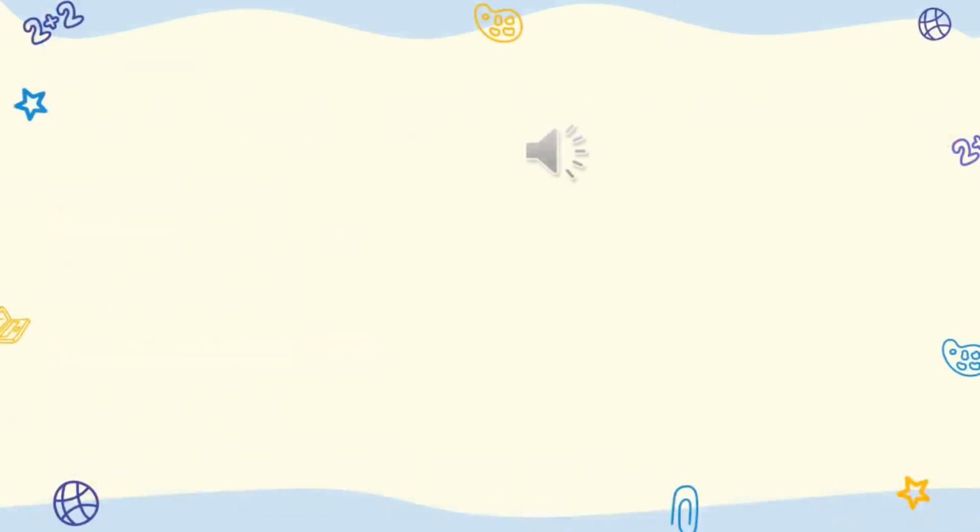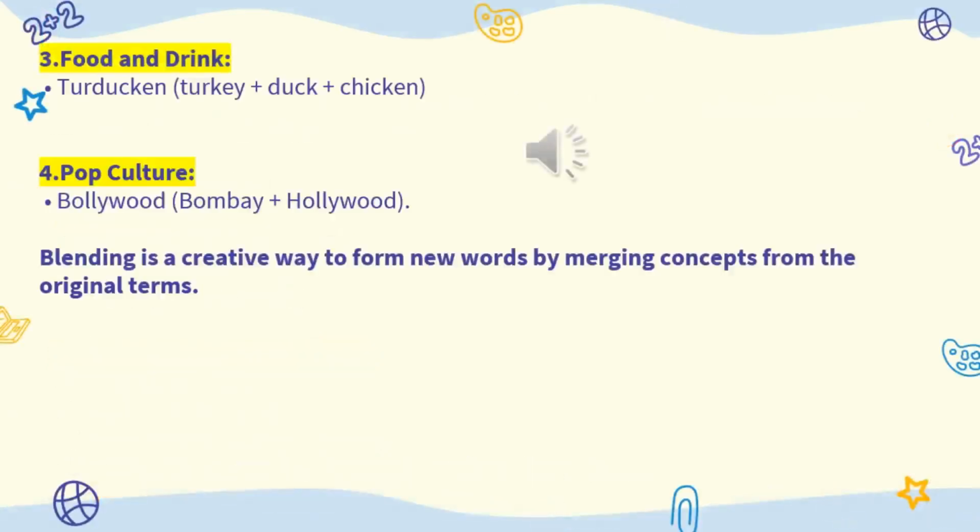Third, food and drink. Like turducken, turkey plus duck plus chicken. Fourth, pop culture. Like Bollywood, Bombay plus Hollywood. Blending is a creative way to form a new word by merging concepts from the original term.